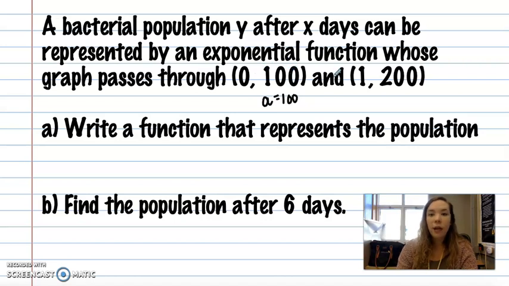That's where x is 0, and what my constant ratio is. So if I'm going from 100 to 200, that means I'm multiplying by 2. So my function would be y equals 100 times 2 to the x power.